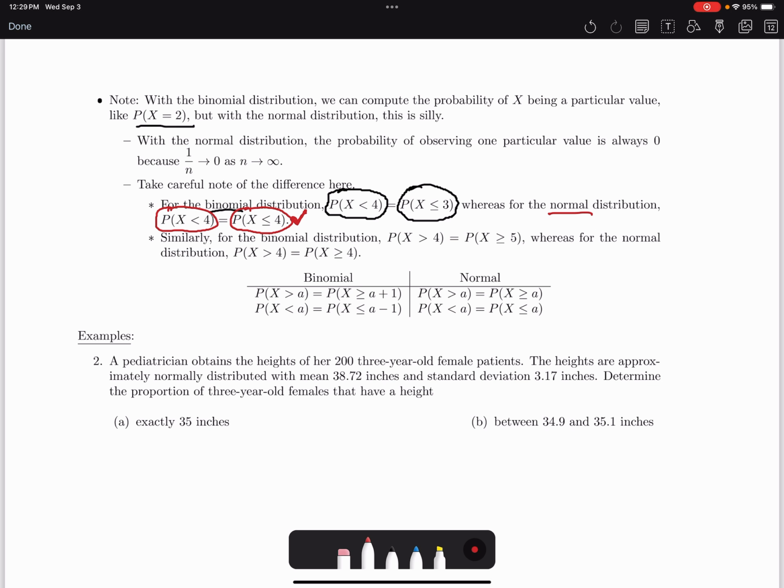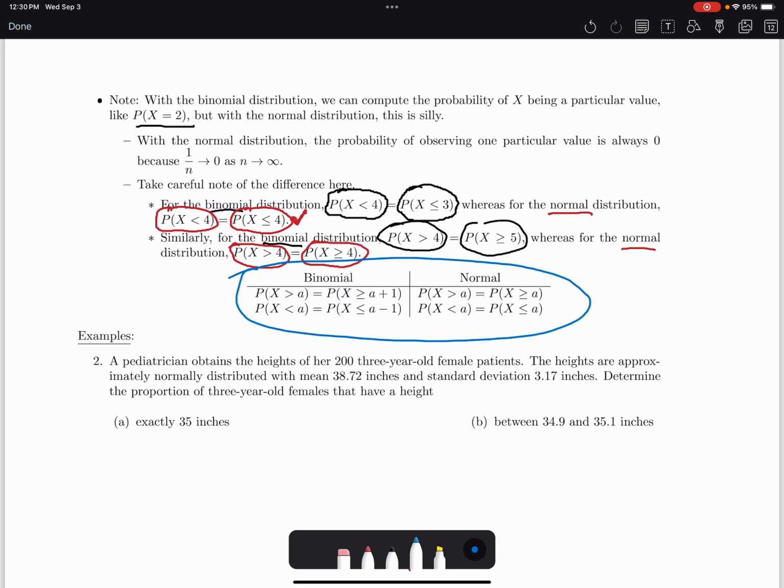Okay, similarly, for a binomial distribution, the probability x is greater than 4 is equal to the probability x is greater than or equal to 5. Whereas for a normal distribution, no adjustment is necessary. For a normal distribution, the probability x is greater than 4 is exactly the same thing as the probability that x is greater than or equal to 4. So here's the general rule, okay? For a binomial distribution, you have to make these adjustments. For a normal distribution, no adjustments are necessary.